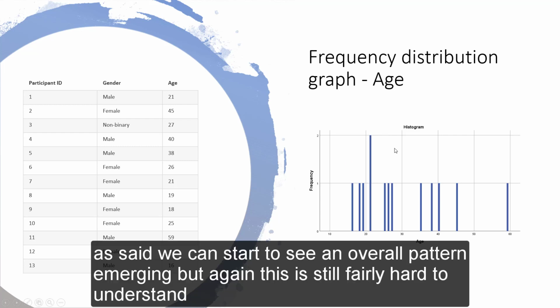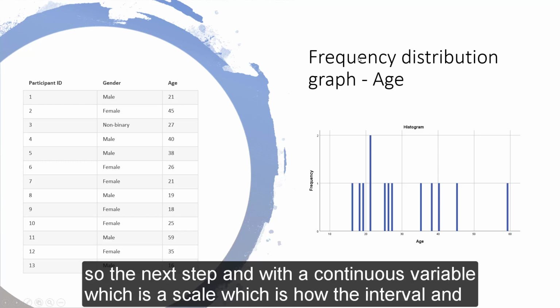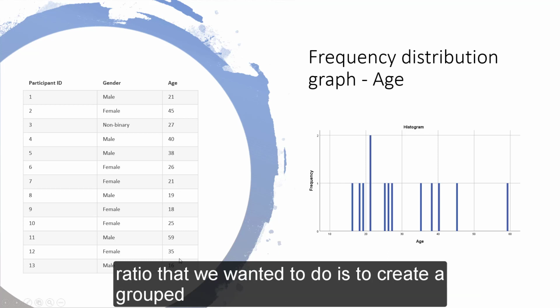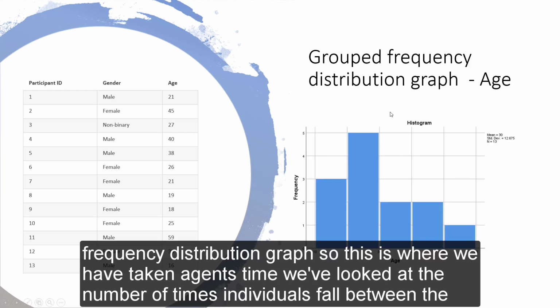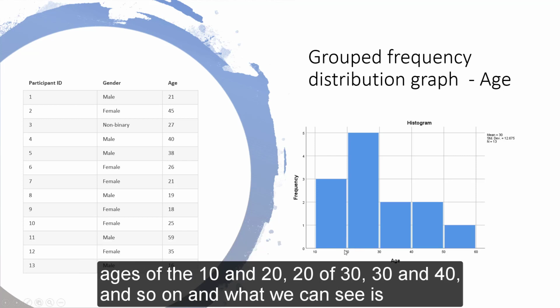And so we can start to see an overall pattern emerging, but again, this is still fairly hard to understand. So the next step with a continuous variable, which is a scale, which is either interval or ratio, is to create a grouped frequency distribution graph. This is where we have taken age, and this time we've looked at the number of times individuals fall between the ages of 10 and 20, 20 and 30, 30 and 40, and so on.